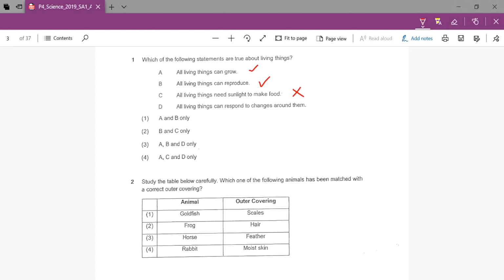And you have to think about the 4 properties of living things, right? One is that it can grow, one is it can reproduce, another thing is it can respond to changes around them. The last one is that it needs air, food and water. So the option is number 3, A, B, D.